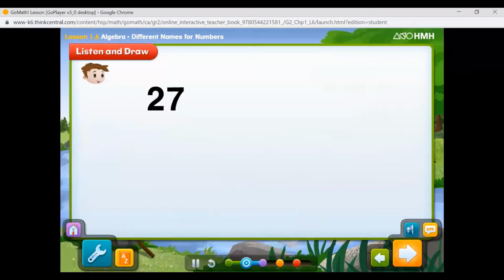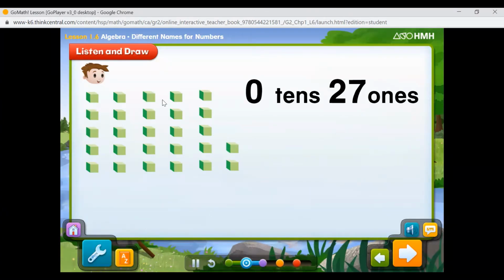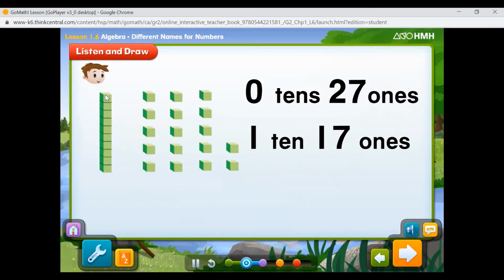Syed has 27 rocks. What are some different ways to show 27 with blocks? You can show 27 with 27 ones blocks. You can write what you've shown as 0 tens, 27 ones. Let's find another way to show 27. Trade 10 ones for 1 ten. How many tens and ones are shown now? Now there are 1 ten and 17 ones in this model.